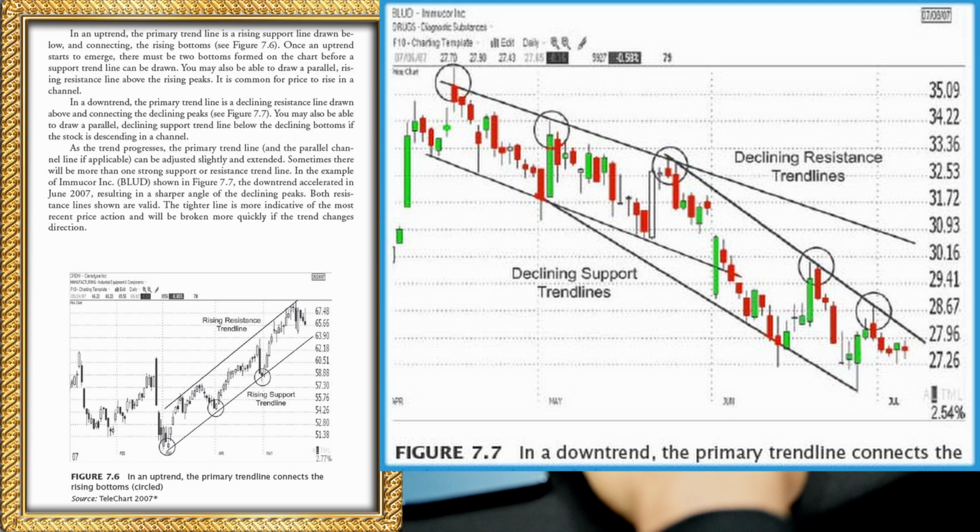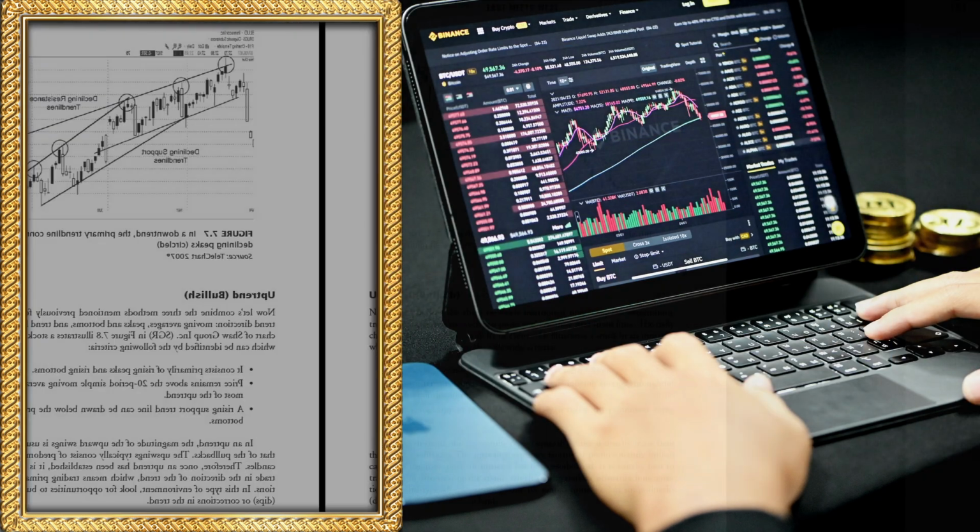In the example of Immucor Inc. Blood, shown in Figure 7.7, the downtrend accelerated in June 2007, resulting in a sharper angle of the declining peaks. Both resistance lines shown are valid. The tighter line is more indicative of the most recent price action and will be broken more quickly if the trend changes direction. Uptrend, bullish.